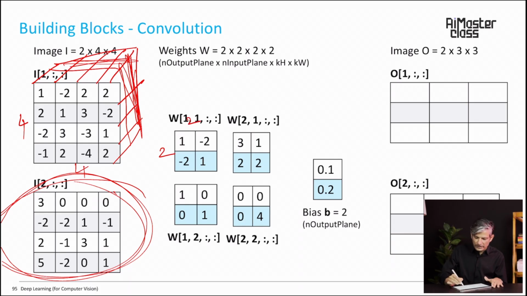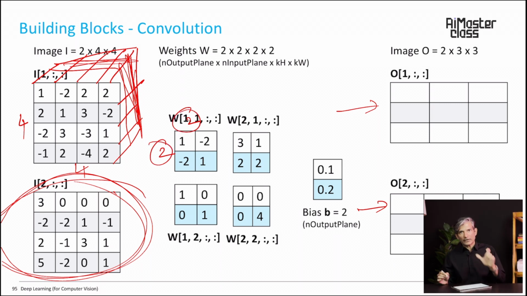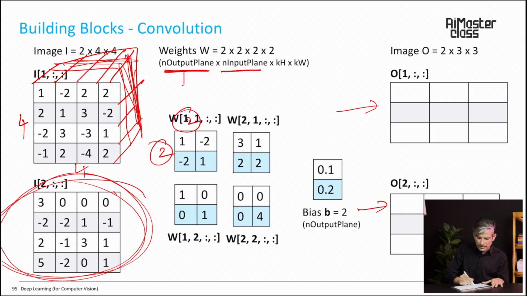We can choose the number of output channels we want. In this case, we chose 2, so the first one and the second one, and we can choose the size of our kernel. In this case, we chose 2 cross 2. But the size of your weights will actually be the number of output planes, the number of input planes, the height of the kernel, the width of the kernel. This you have no control over.